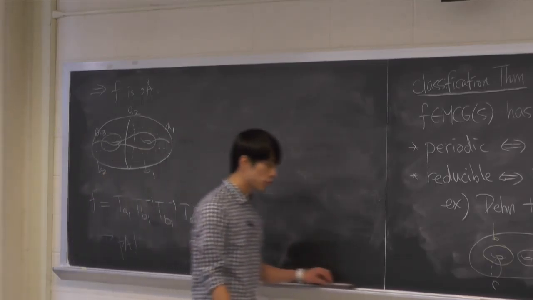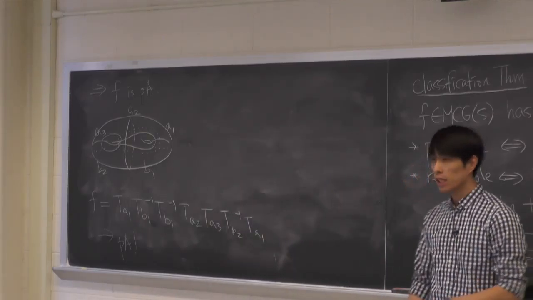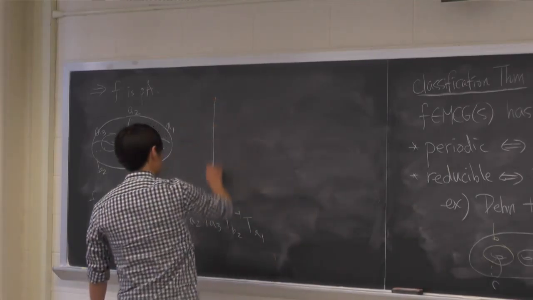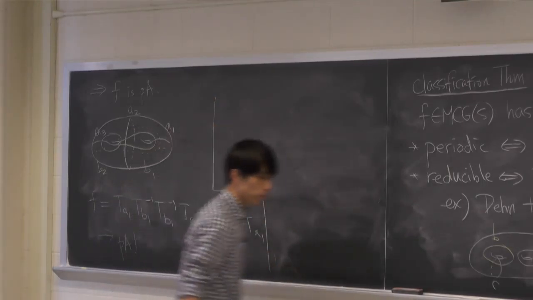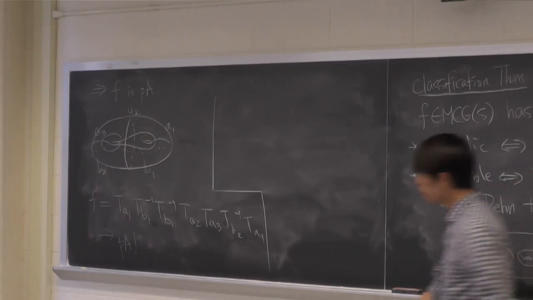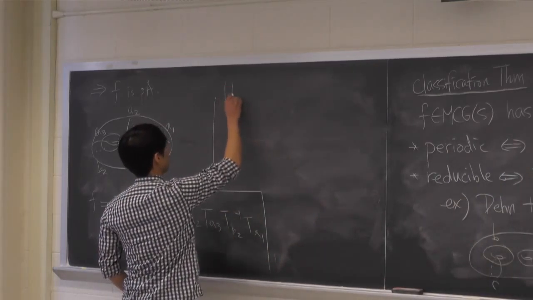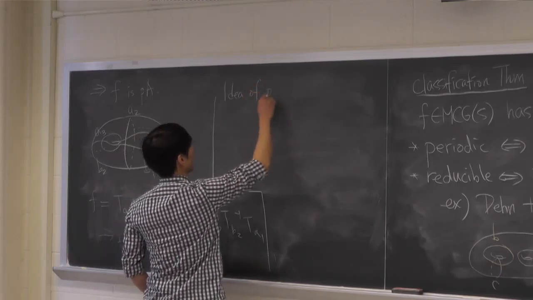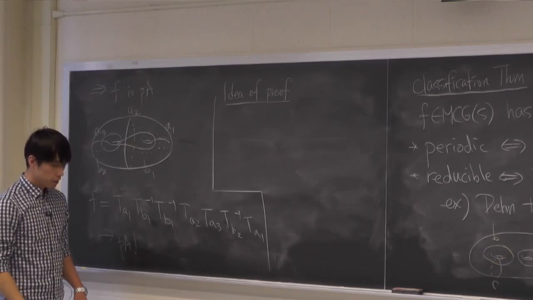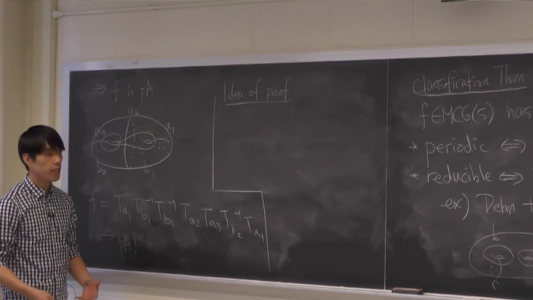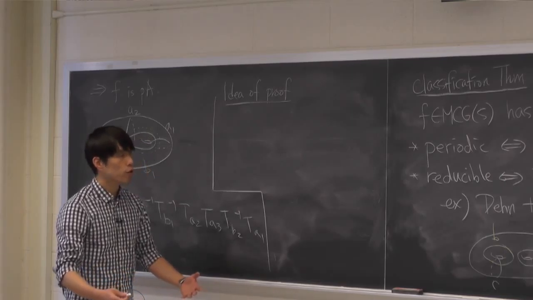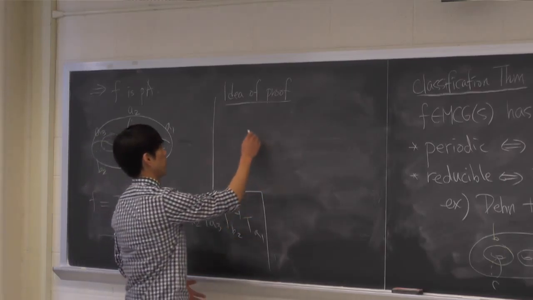So it's very easy to construct pseudo-Anosov mapping classes using Penner's construction. So the idea of the proof: Penner actually explicitly gives us a train track by smoothing A union B at each vertex.